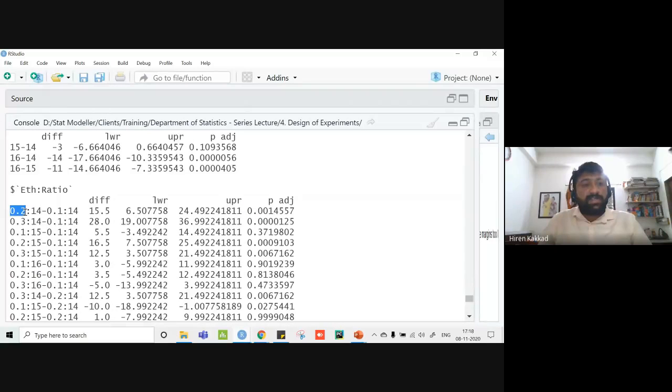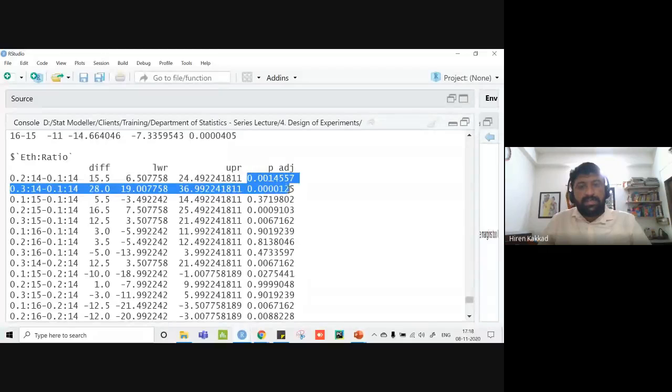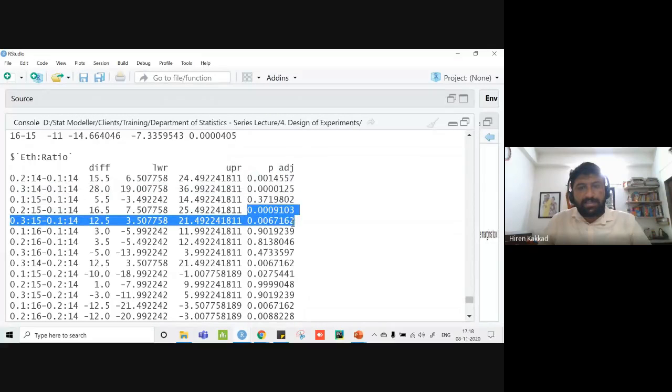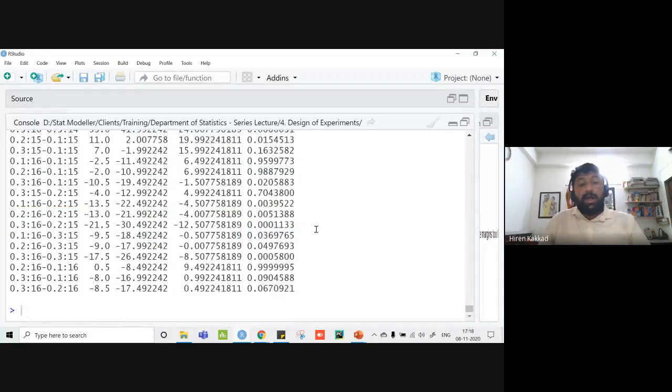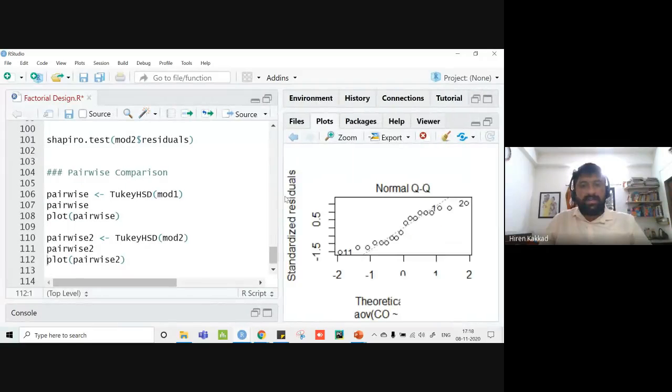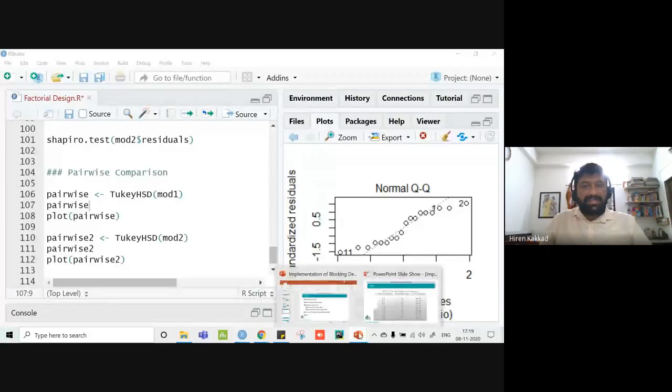Where ethanol is at 0.2 and ratio at 14, it compares versus 0.1 and 14, and then shows the result. So if this combination versus that combination, you can see the p-value. This is significant, and this is also significant. Likewise, we can find out the interaction effects. That is the conventional factorial design. We have just performed this factorial design, but let's say we have some blocking applied to it. Let us have a look at an example of that.